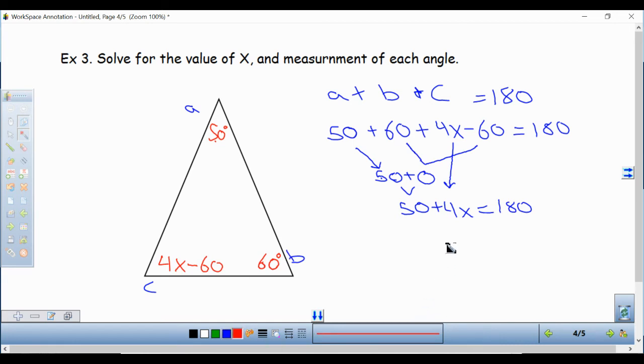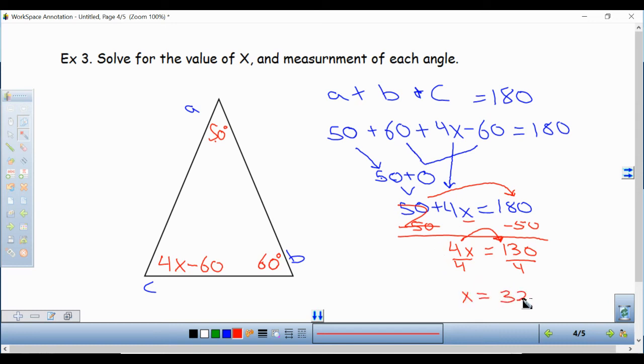and I've got a two-step equation. Remember, I want to get my variable by itself. So let's move this 50 to the other side. We see a positive 50, so we want to do the inverse, which is subtract 50. These zero out. I'm left with 4x on this side equals 180 minus 50, which is 130. And my last step is to take this 4 and move it to the other side through division, because the 4 and the x are multiplying. So we divide both sides by 4, and 130 divided by 4 gives me 32.5.